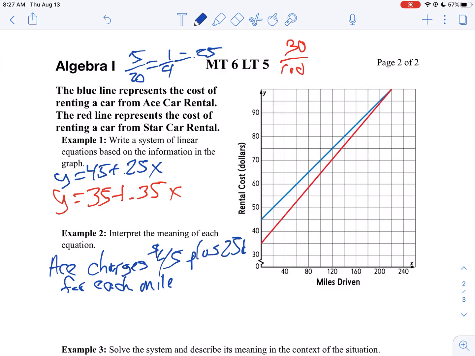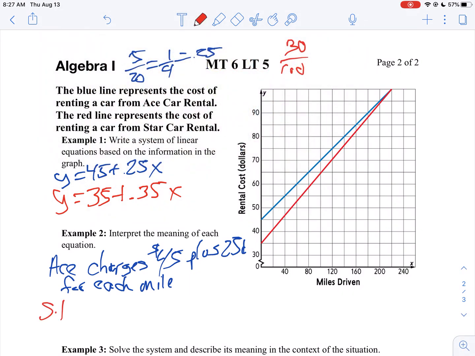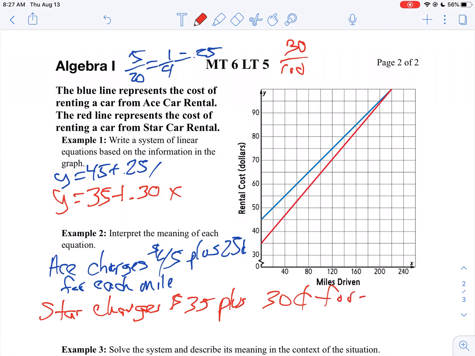And then we'll turn around and we'll say Star charges $35. And I just noticed I put 0.35, didn't I? It's 0.3. Charges $35 plus 30 cents for each mile.